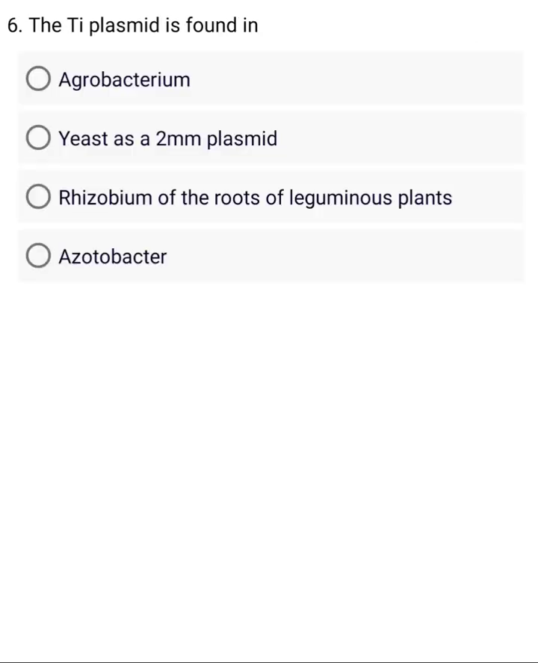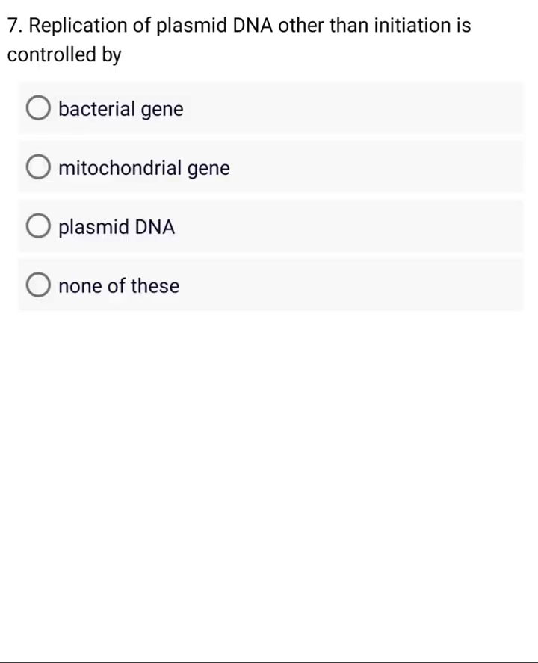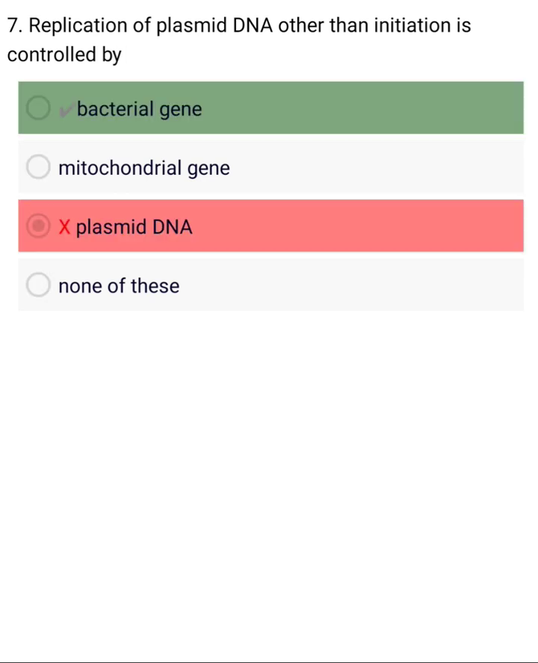B. Right. The T plasmid is found in A. Agrobacterium, B. Yeast is a 2 mm plasmid, C. Rhizobium of the roots of leguminous. Right. Replication of plasmid DNA other than initiation is controlled by A. Bacterial gene, B. Mitochondria. Wrong.